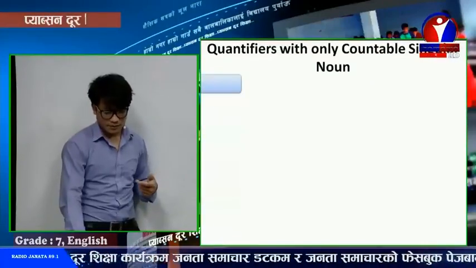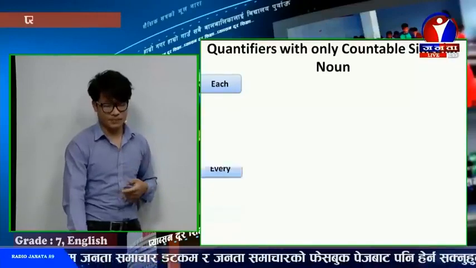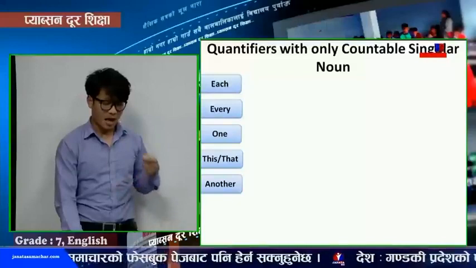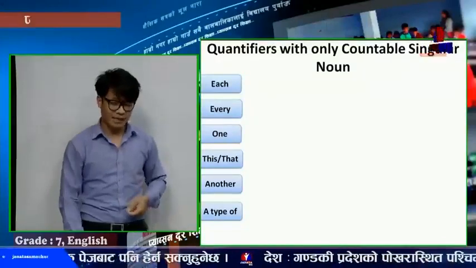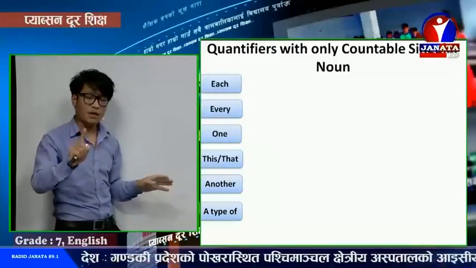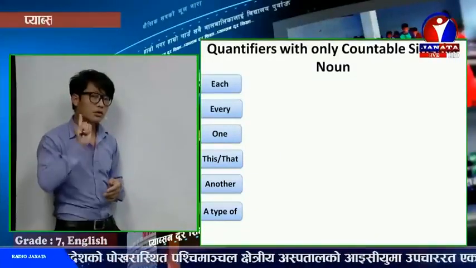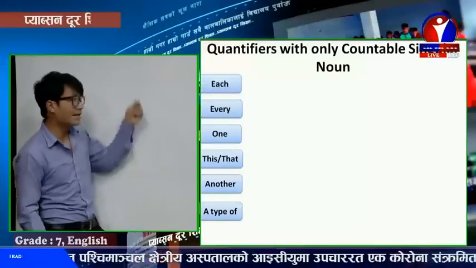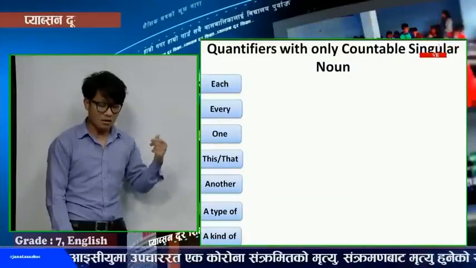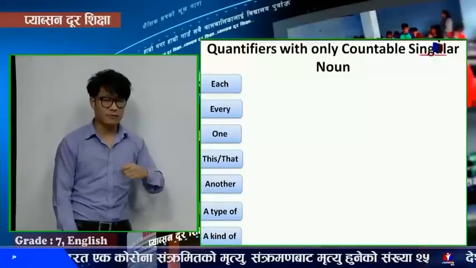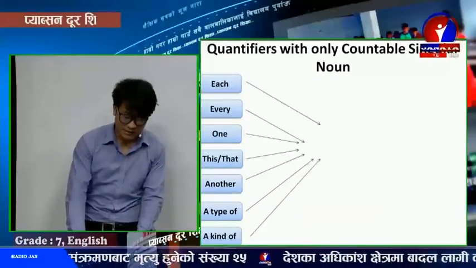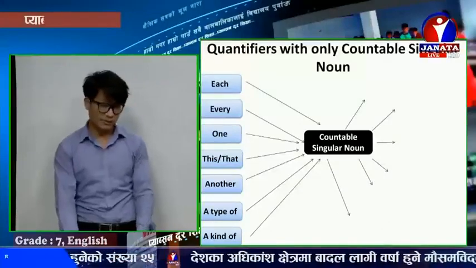Like each, every, one, this, that, another, a type of. After these quantifiers, you need to use only singular, countable singular nouns. You need to use only a singular noun after these quantifiers, like each, every, one, this, that, another, a type of, a kind of. After these quantifiers, you should use only a singular noun. Like you can see in the example, countable singular noun.